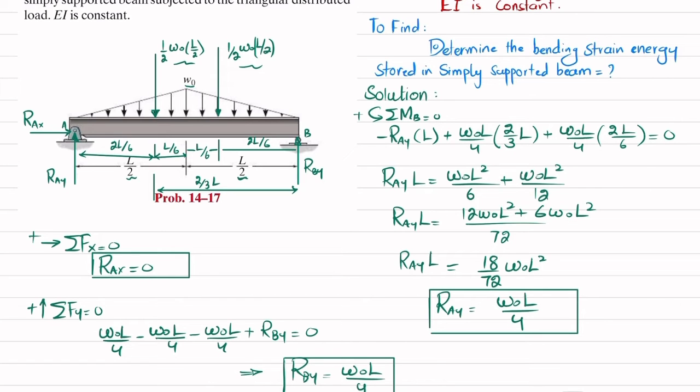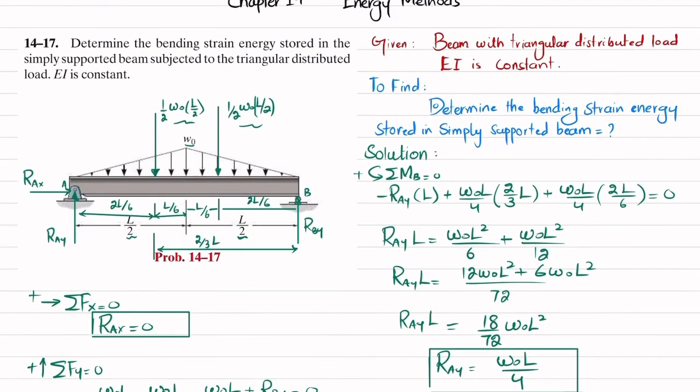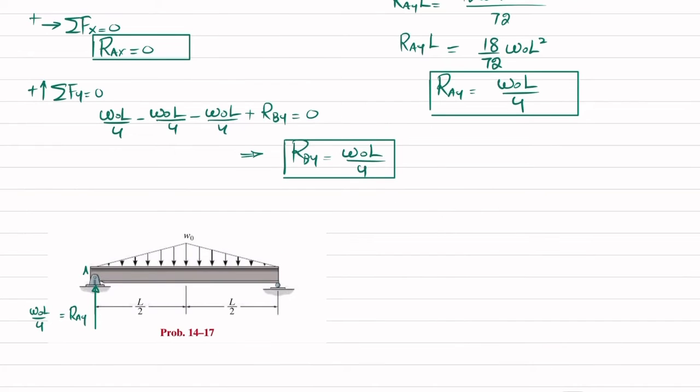Now we have these reaction forces, so we will move toward finding the bending strain energy stored in this beam. As we know, the strain energy due to bending is equal to the integral of M square dx over 2EI, with limits from 0 to L. So we'll find the internal moment by cutting this beam at any distance x. We will cut the beam over a distance of x and draw the free body diagram over here.